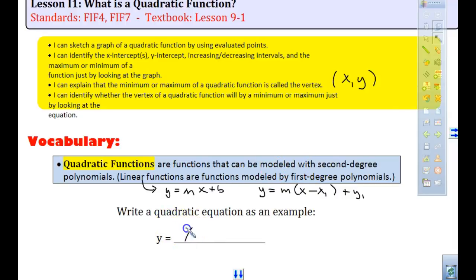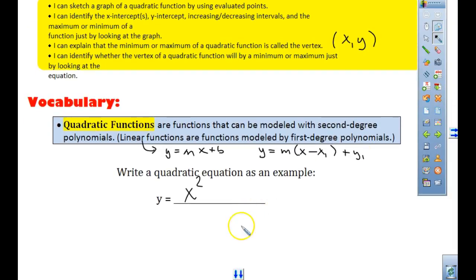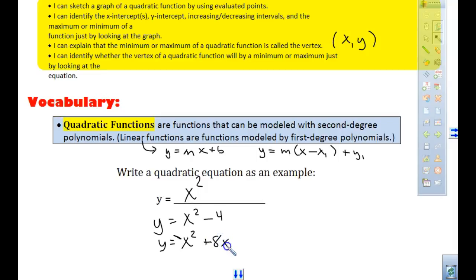So a general form, actually called our parent function, y equals x squared. We're going to give a couple other examples that I want you to write down besides that one. So we have y equals x squared. Another one might be y equals x squared minus 4. We might have one that looks like y equals a negative x squared plus 8x minus 16.